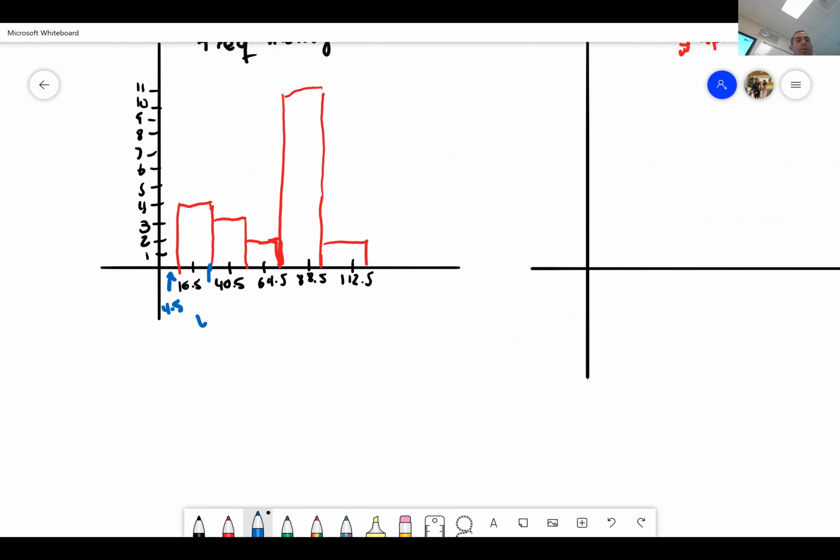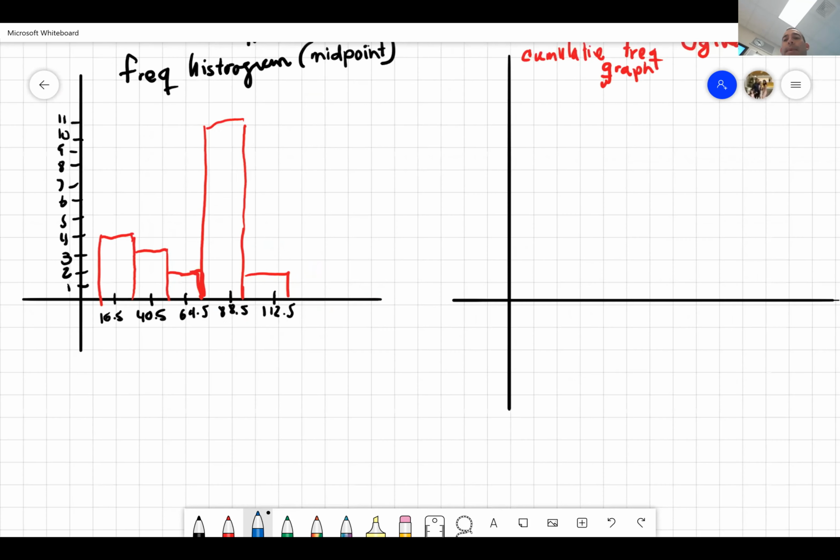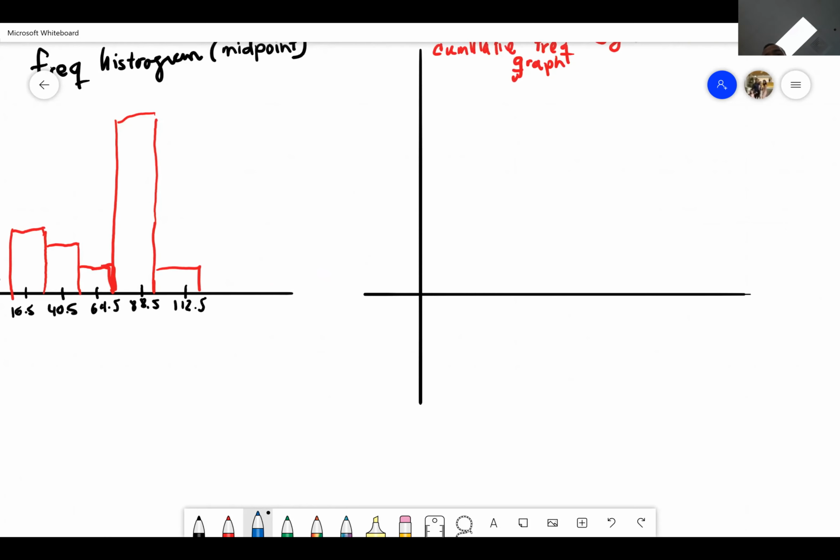But now for the cumulative frequency graph, you have to use class boundaries. You have to use class boundaries. So this is going to be 4.5. This is going to be 28.5. This is going to be 52.5. Sorry, 52.5.